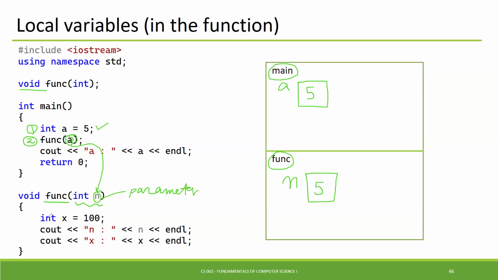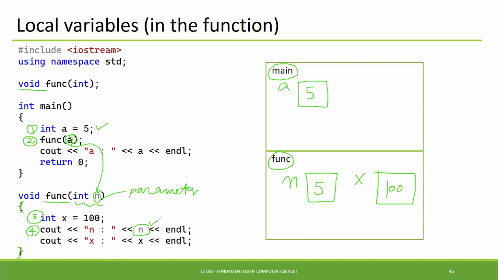And then, here, this is line 3, the third line to be executed. X is 100. X is created in this function. So X is created here, and X has 100. And in line 4, the computer will print out X.